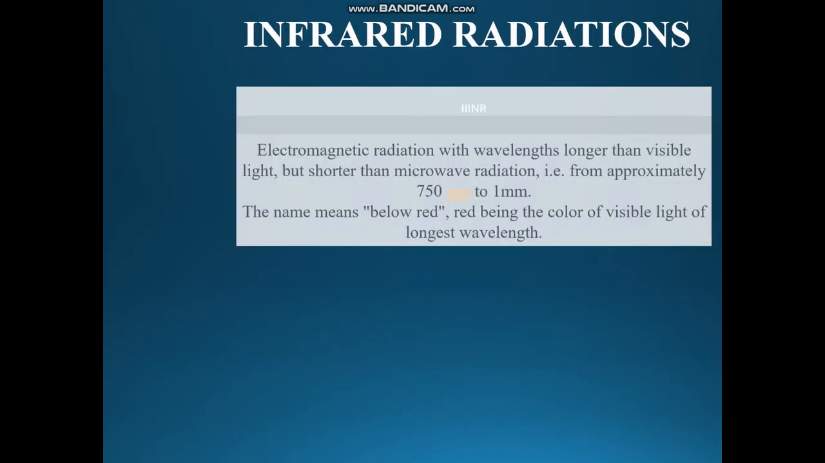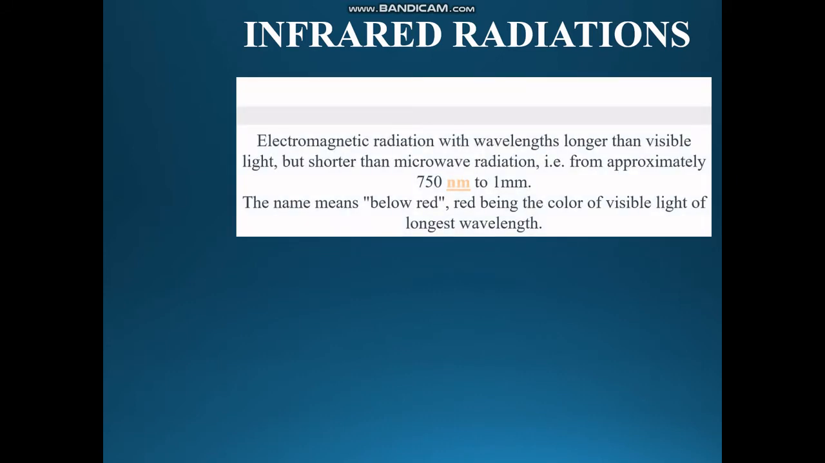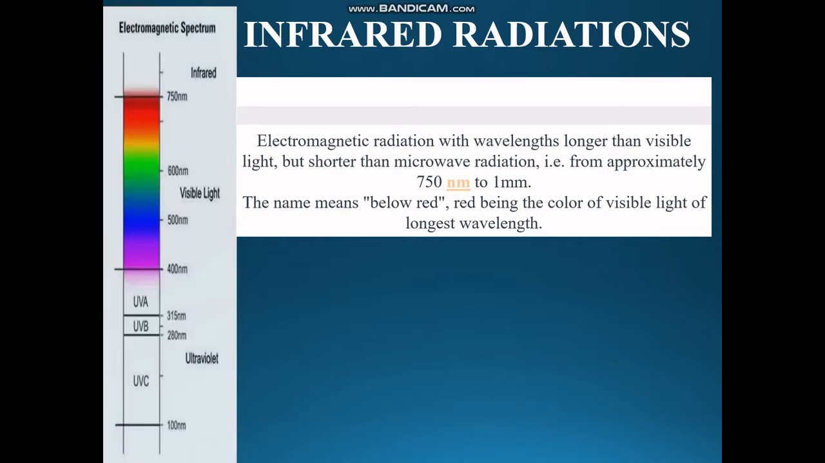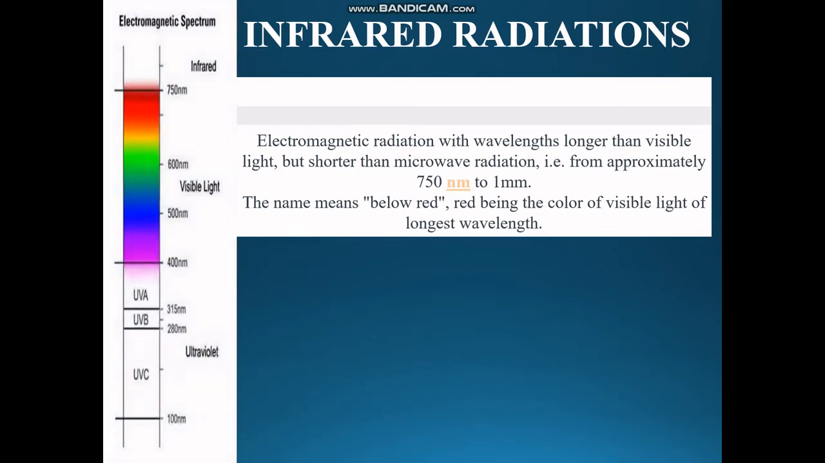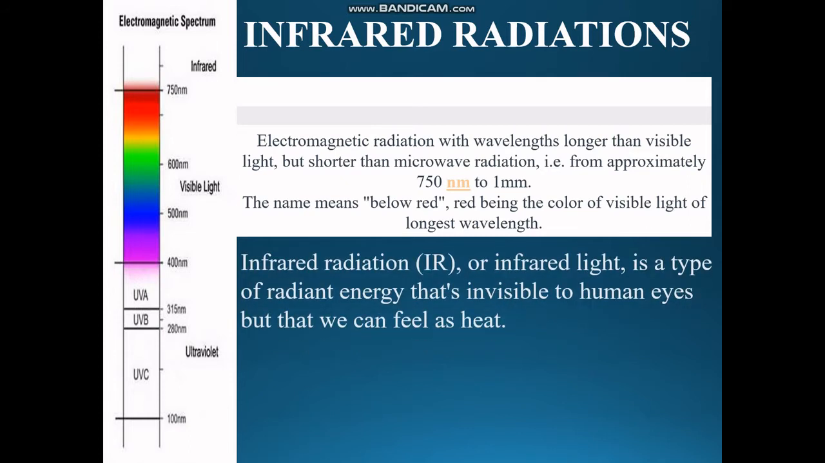Now let's talk about infrared radiations. Electromagnetic radiation with wavelengths longer than visible light but shorter than microwave radiation, that is from approximately 750 nanometer to 1 millimeter. The name means below red, red being the color of invisible light of longest wavelength. So here you can see the visible light with different colors, and beyond the visible light, rather, beyond the red region is infrared, which means below red.